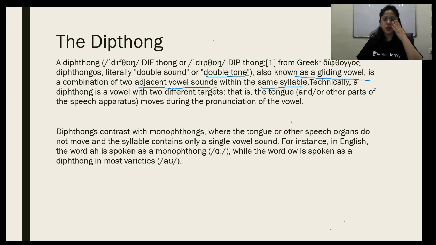For instance, in English, the word ah is spoken as a monophthong, while the word ow is spoken as a diphthong. So now, you can hear it's only one part of your mouth which is moving. But when we say ow, you can see first the mouth was ow. So you can see for both the sounds to come together, you have to move two different parts of your mouth. That is the whole analysis behind the diphthong, and it helps you to understand it better. I hope it's clear. If it is clear, guys, please do give a thumbs up so that I know that you've understood it. All right?